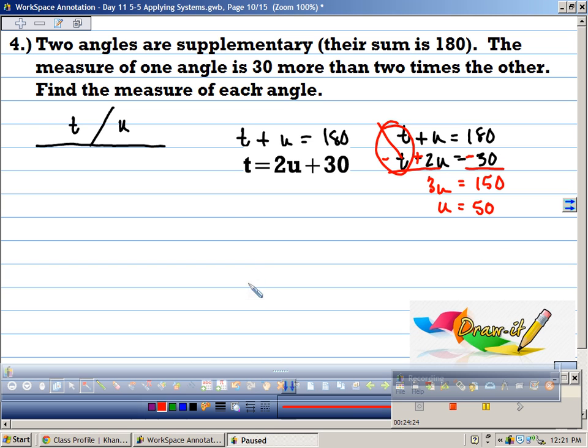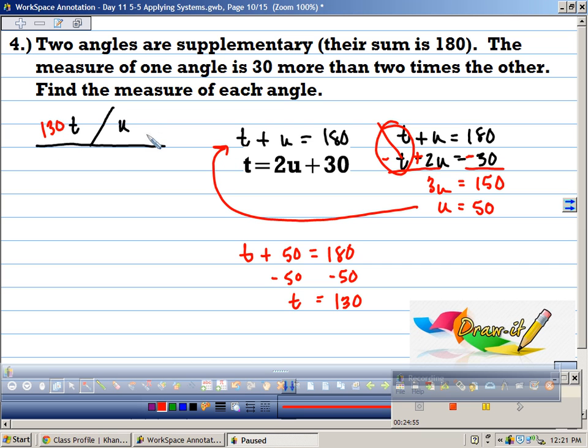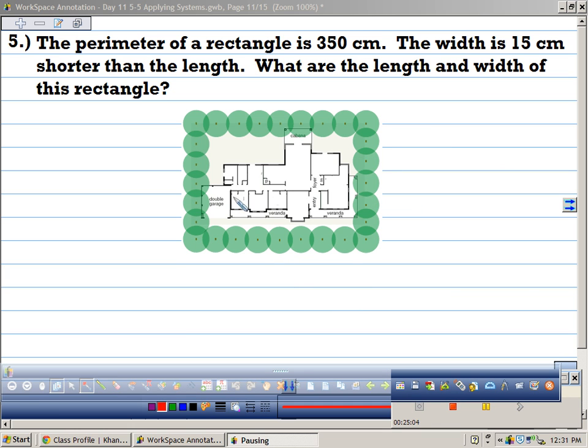If U is 50, what is T? Not 30. 130. Good. So I want to substitute this back in here. So T plus 50 equals 180. Therefore, T must be 130. Does it make sense? If T is 130, and U is 50, does 50 and 130 make 180 degrees? Yes.